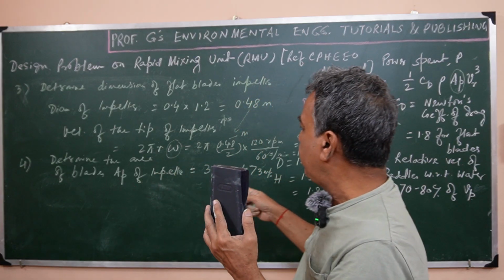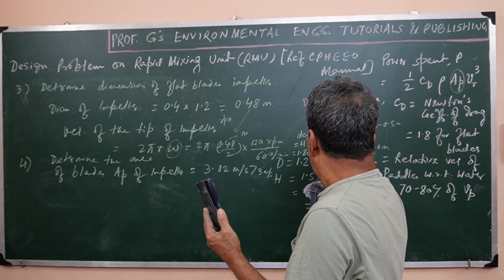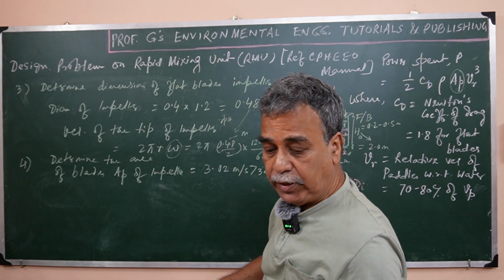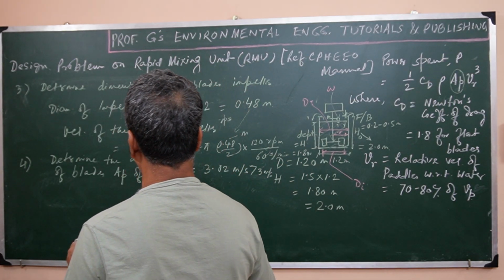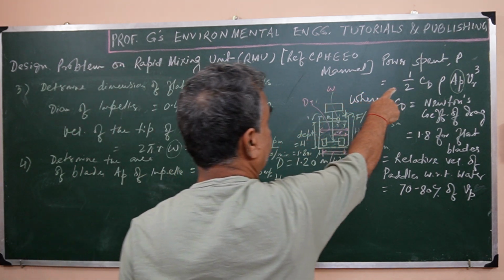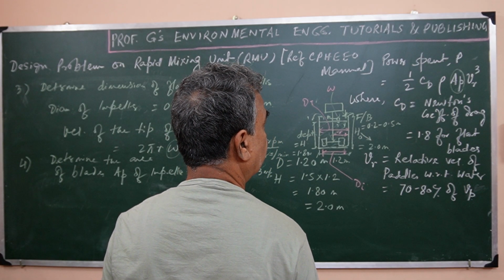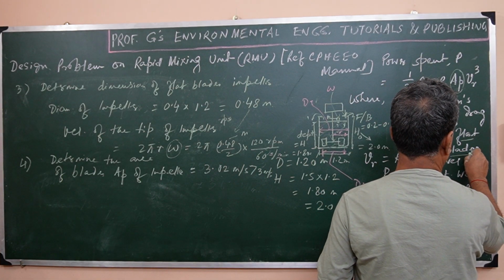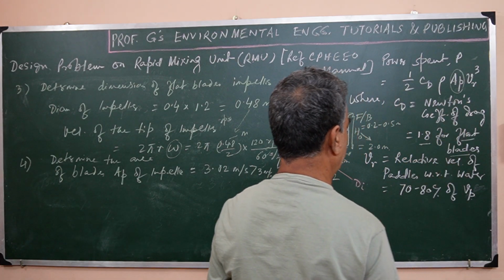And the power is already calculated, so to impart that power and obtain the suitable resistance, the AP should be such that this much power, already calculated, is input. So this is the power spent, that is P. Half CD, where CD is Newton's coefficient of drag, and for flat bladed plates or impeller this should be 1.8. You can get this value from standard literature also.